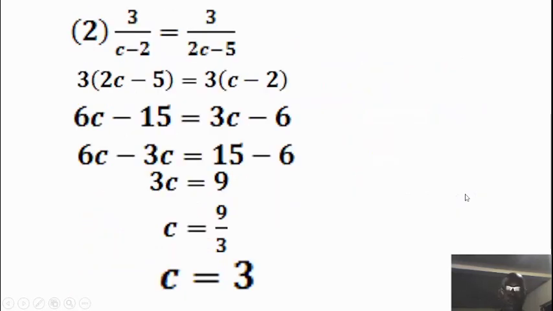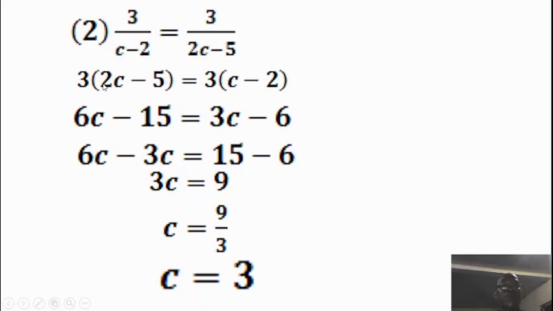Yes, you said yes, so we continue. Number 2, 3 all over C minus 2 is equal to 3 all over 2C minus 5. Do the same thing we did before. You do your cross multiplication and collect terms. 3 multiplying 2C minus 5 and 3 multiplying C minus 2.